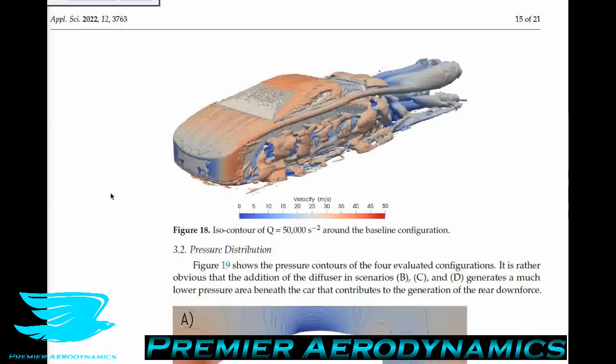Let's move on to figure 18. Figure 18 shows the ISO contours of the Q criterion equal to 50,000 1/second squared, I should say, for the baseline car. While we don't have any other information about the other configurations, only the baseline car, this view does show us quite a good idea as to what's going on with the car in general.